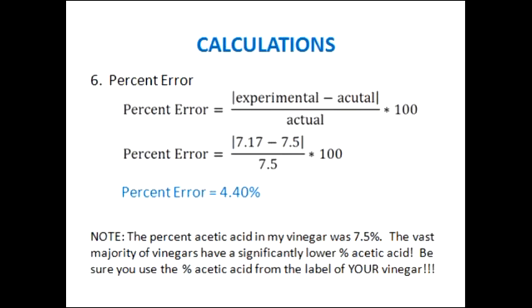Next, I need to calculate my percent error. Experimentally, I calculated that I had 7.17% acetic acid in my vinegar. The label told me that I had 7.5%. To calculate the percent error, I take the absolute value of what I calculated experimentally minus the actual, what the label says, divide by the actual, multiply by 100 so that we get percent, and my percent error was 4.40%.